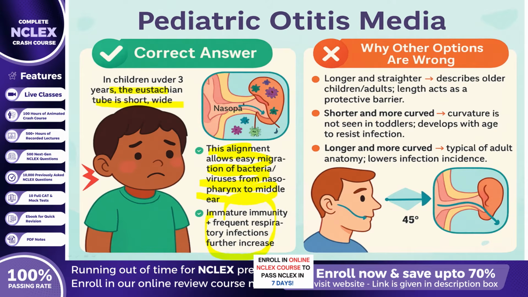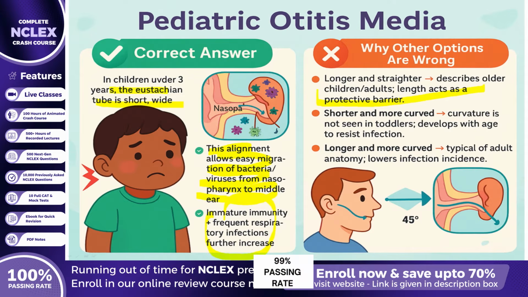Looking at the distractors, the second option, a child's eustachian tube is longer and straighter, is incorrect because longer tubes are protective. In teenagers and adults, the length and downward slope act as a natural barrier against infection. The third option, a child's eustachian tube is shorter and more curved, is also incorrect because children's tubes are short but straighter, not curved. Curvature develops with age and provides resistance to bacterial spread. Finally, the fourth option, a child's eustachian tube is longer and more curved, describes adult anatomy, where these protective changes lower the incidence of recurrent ear infections.